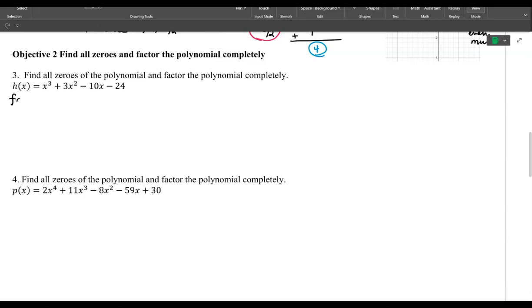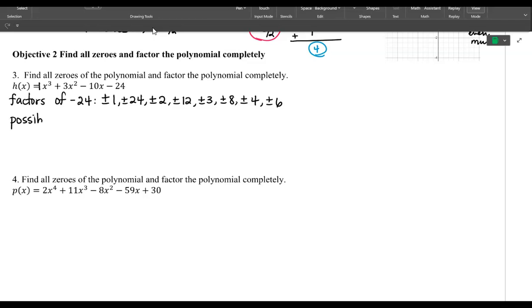I'll begin by listing my factors or divisors of my constant term, which is negative 24. The leading coefficient in this case is 1, and so I don't really have to list those divisors of 1 because the only numbers that divide 1 are positive and negative 1. And then when I formed my list of possible rational zeros, it would be the exact same list as the divisors of negative 24, because we would just take all those numbers and divide them by 1.